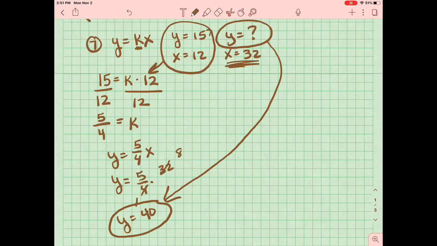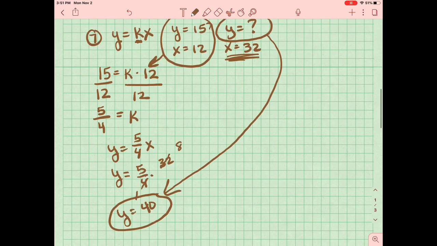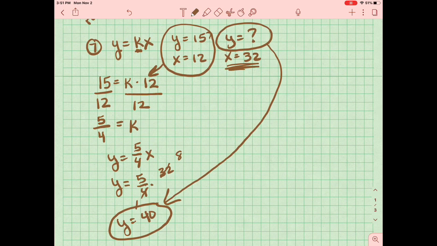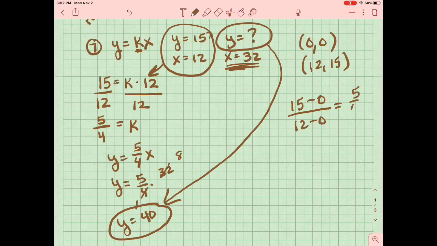Okay. Are there other ways to do that? Yes. What if I wanted to talk about the fact that we know it's a direct variation. It goes through 0 and 0. We also have the point 12 and 15. And so I could do this: 15 minus 0 over 12 minus 0 equals 15 over 12, or 5/4. So that would be another way to look at that.